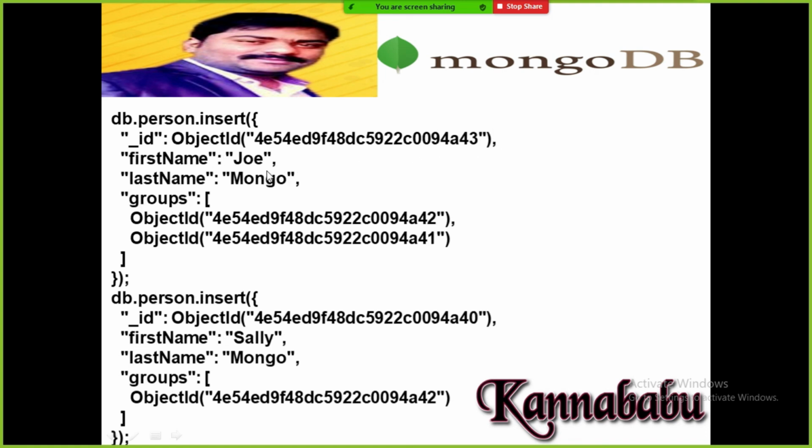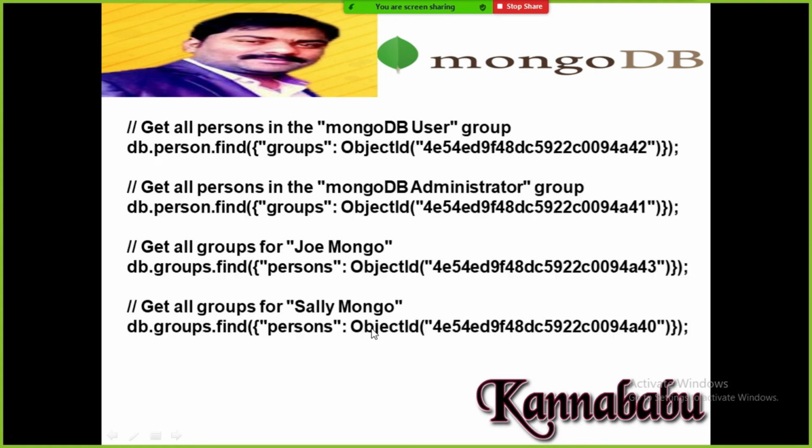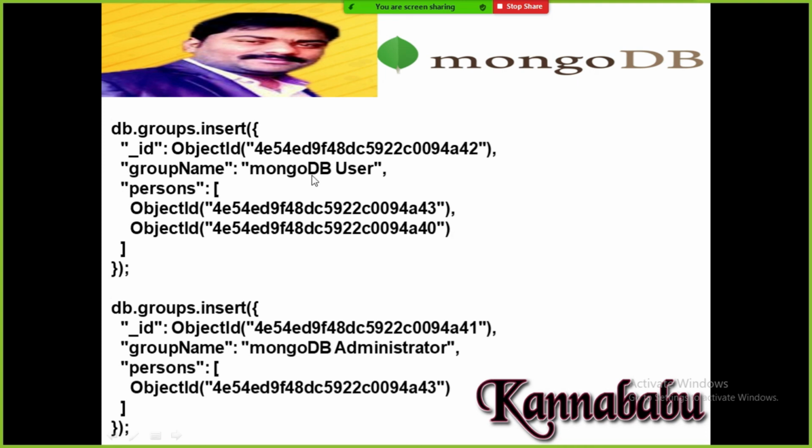So now here you see, Joe belongs to what? Joe belongs to both the groups, 41 and 42. If I ask you to write a query to display the person details who belong to MongoDB user and MongoDB administrator, then Joe must come. Or if I want to display the details of only MongoDB administrator. Is it clear? Then you can write the queries like this. See here. Get all the persons in the MongoDB user group. MongoDB user group means what is the ID?